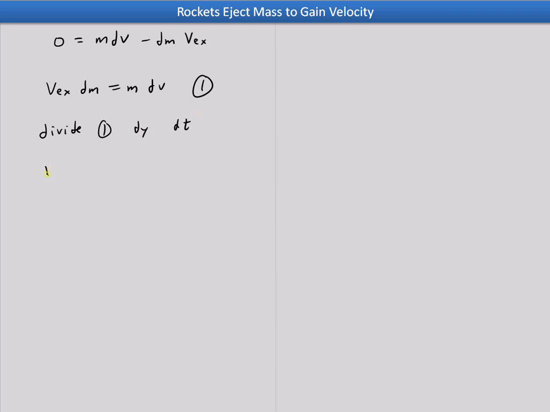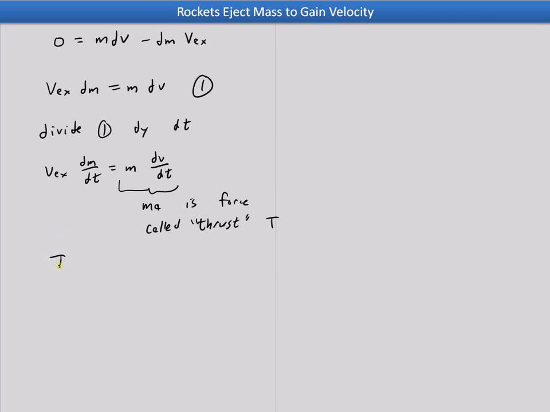On the left hand side I'd get v exhaust times dm/dt, and on the right hand side I get m times dv/dt. I've actually made derivatives. This is called implicit differentiation. When you take a statement with differentials and divide it by a different differential, that's equivalent to differentiating. And on the right hand side, this is m a, mass times acceleration, which is a force. We're going to call that force thrust. Okay, and we'll use the symbol T for thrust.